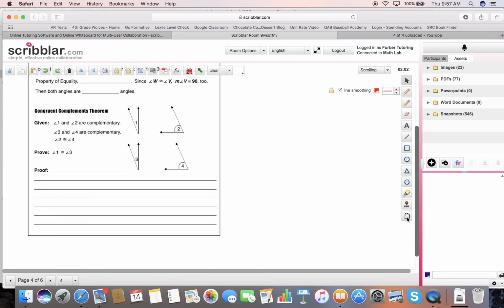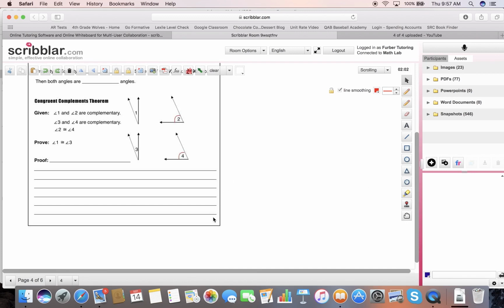Okay, so let's look at an example here. So here's the given statements. Angle 1 and angle 2 are complementary. If I were to take angle 1 and plop it over here, they're telling you that that would add up to 90 degrees. Okay, then they're telling me that angle 3 and angle 4 are also complementary. So if I slid angle 3 over here, they would add up to 90, okay?